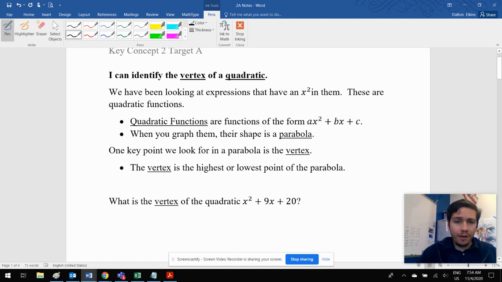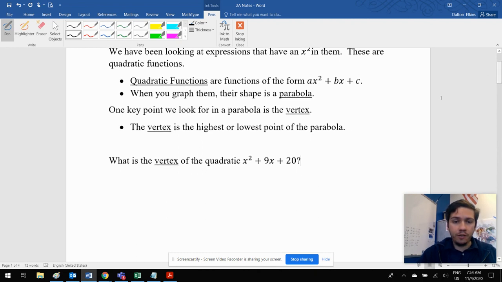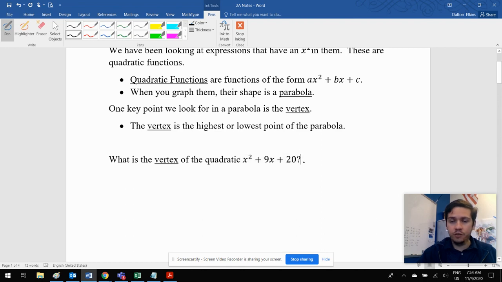Now, when you graph them, their shape is what's known as a parabola. And we're going to look at this in a quick second here. One key point to look for is what's known as the vertex, which is the highest or lowest point. So let's take an example here. Let's look at x squared plus 9x plus 20.